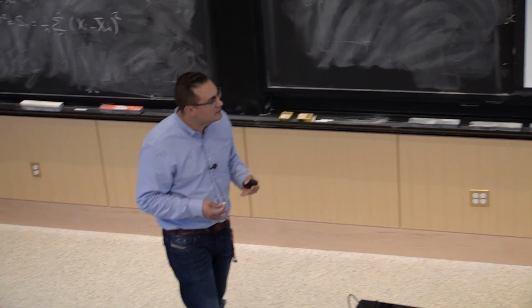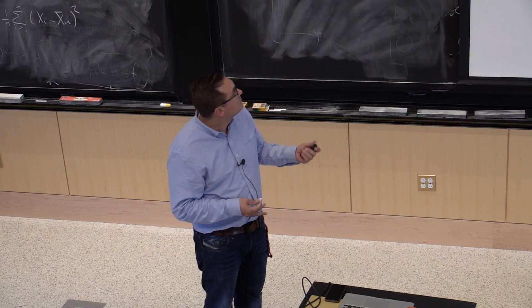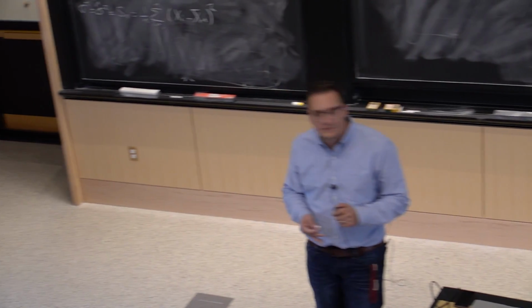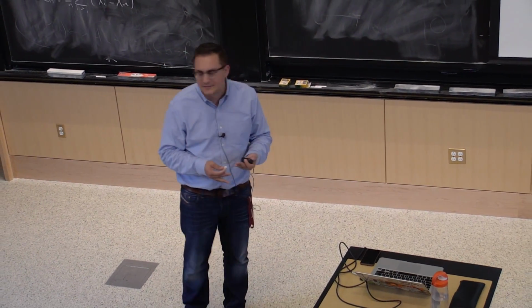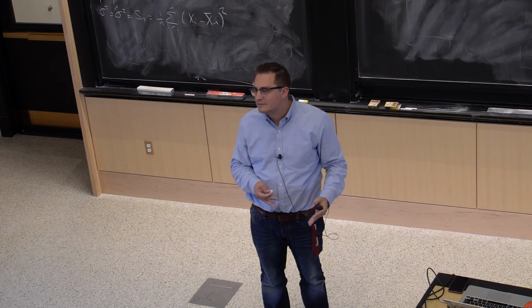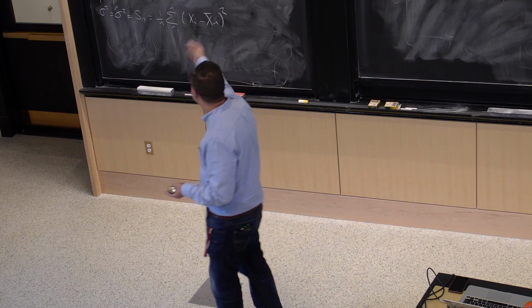So one of the things I need to tell you, though, is that this thing actually, so I know there's a word missing. So we compute the quantiles for this test statistic. And what I need to promise to you is that these quantiles do not depend on any unknown parameter. I mean, it's not clear. So I want to test whether my data has some Gaussian distribution.